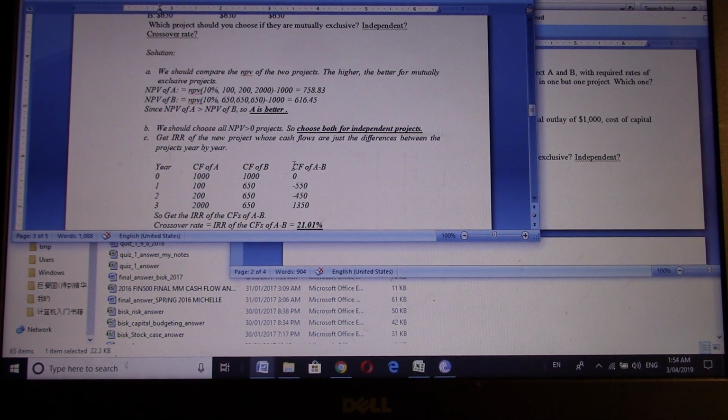Just imagine this is your new project. The cash flows of this project are the difference between project A and B, or project B and A. It doesn't matter. It's A minus B or B minus A. And then you use the IRR command to calculate the new project's IRR. And this will be your crossover rate. At this rate, NPV A equals NPV B. So at this crossover rate, the NPVs of the two projects are the same. So the answer for this question should be 21.01%.